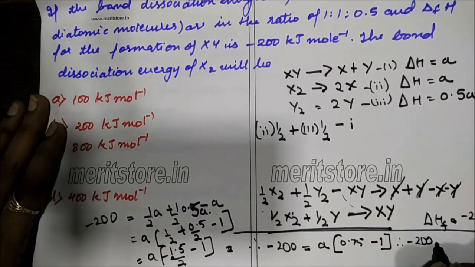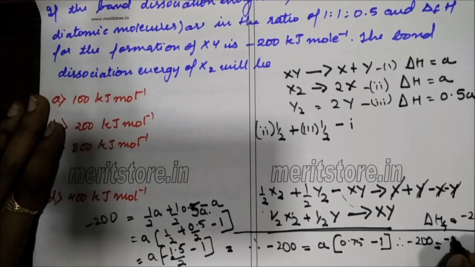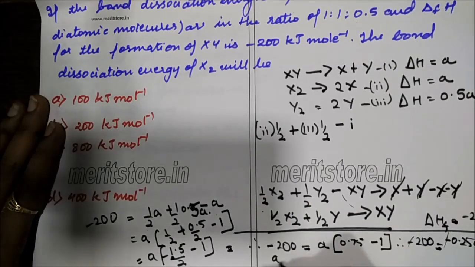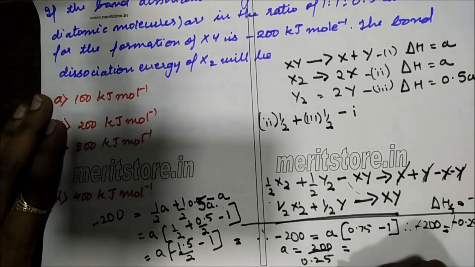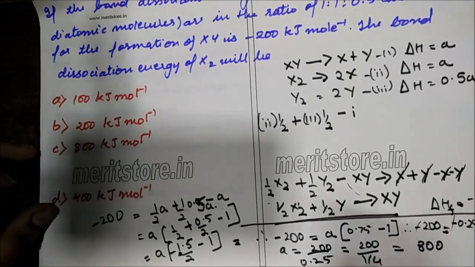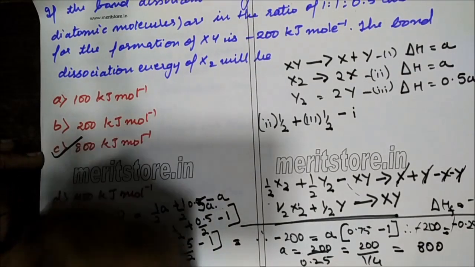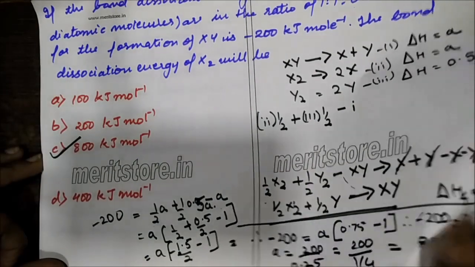So what would this give me? Minus 200 is minus 0.25A. So negative negative cancels, so A is 200 upon 0.25. 0.25 means 1 upon 4. So I can say 200 upon 1 upon 4, which will give me 800. So my answer is 800 kilojoules per mole. Next question.